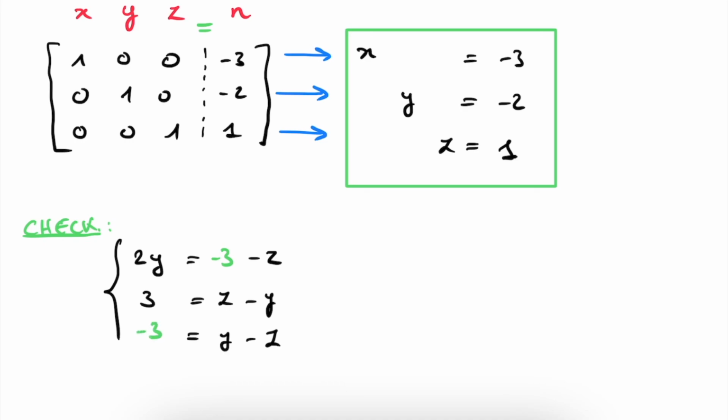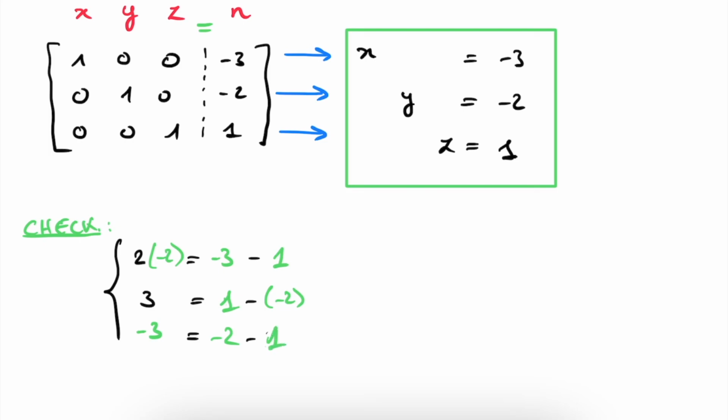Let's replace y with -2. So this y becomes -2, this y, and this y also becomes a -2. And to end off, let's replace z with 1. This z becomes a 1, this z becomes a 1, and also this z becomes a 1.